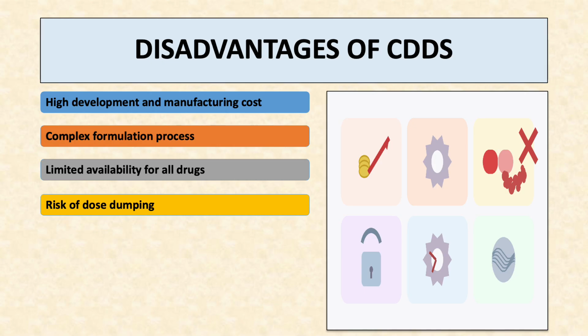Next, risk of dose dumping. If the system fails, the entire drug load may release suddenly. This can lead to acute toxicity.